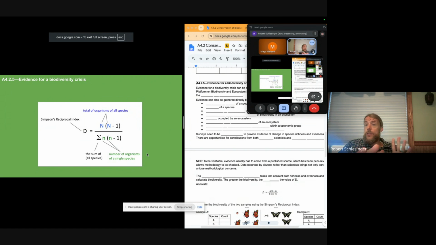And again, you do not need to memorize this. This is just solely here for you to use, and you just need to know what the symbols mean. A higher value of D tells me that there is more evenness and richness. So there's more biodiversity in a particular area. So I want high values for my capital D. I want high D values.